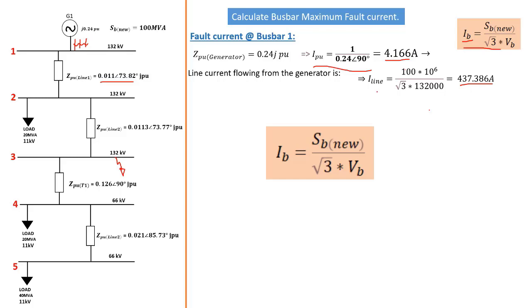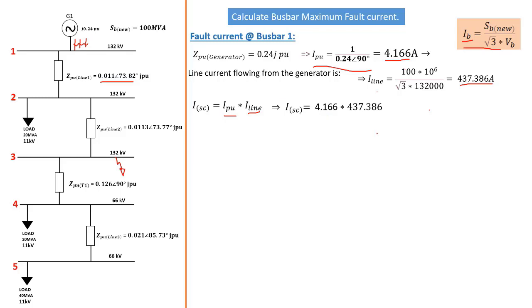As we've already said, to get our short circuit current, we need now to multiply the I per unit times the I line. And that gives us 4.166 times 437.386. It gives us about 1.8 kiloamps of current. Now this is the maximum short circuit current that's flowing in this busbar. So from the generator to this busbar down to earth, there will be 1.8 kiloamps of current.